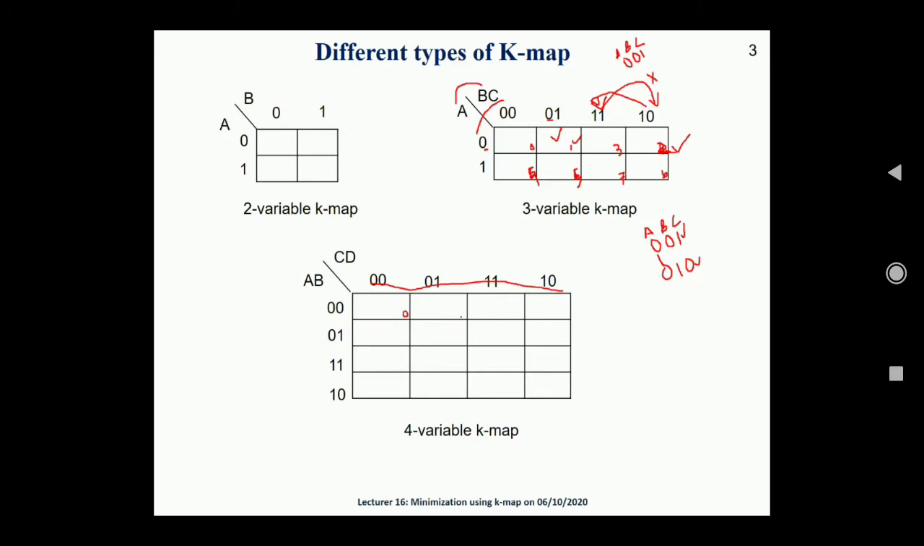It is very easy. So 0, 1, this one is 2, this one is 3, this one is 4, this one is 5, this one is 6, this one is 7, this one is 8, this one is 9, this one is 10, this one is 11, 12, 13, 14, and 15.